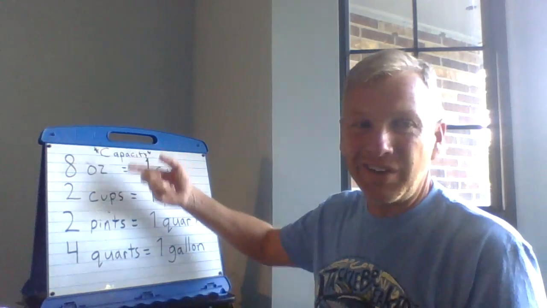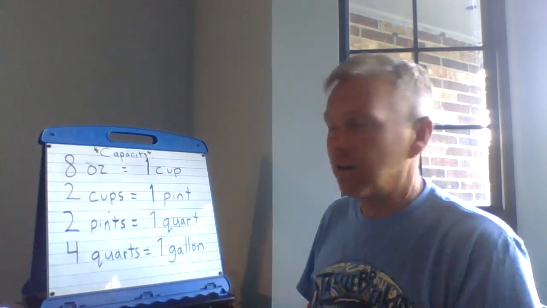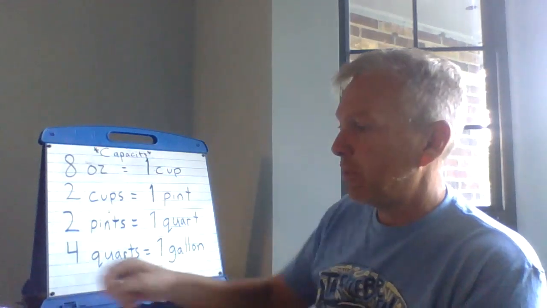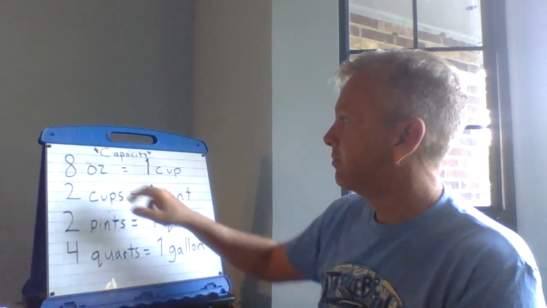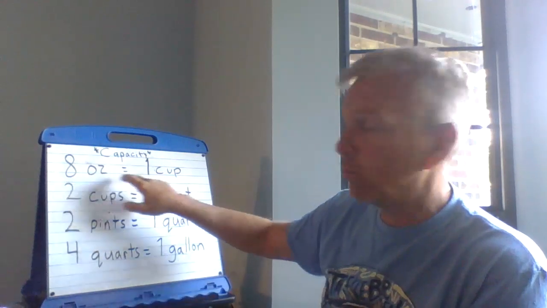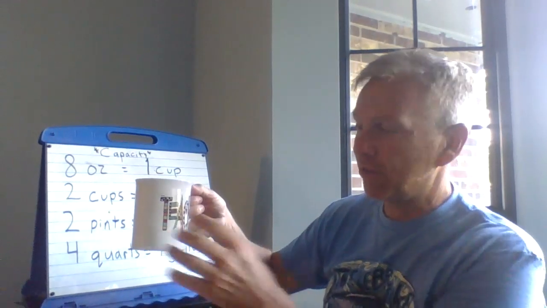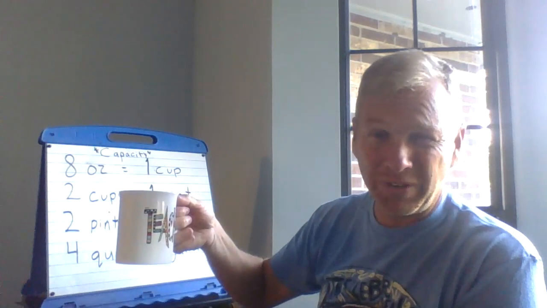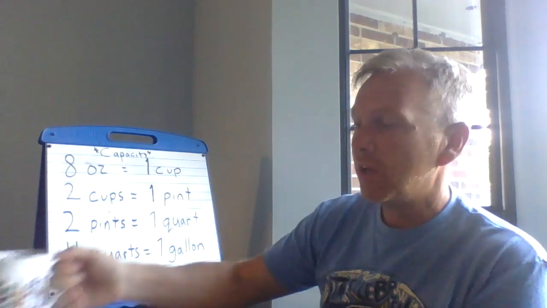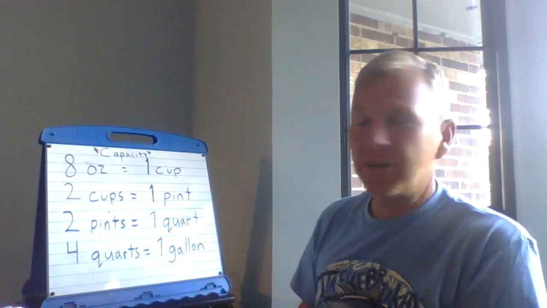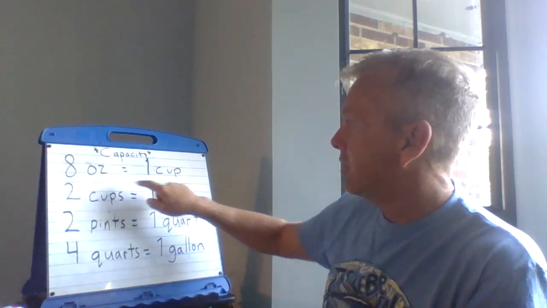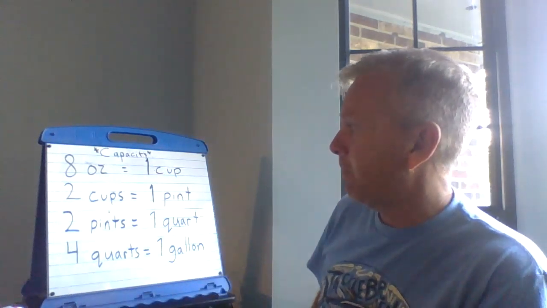So let's look down the chart real quick and start making sense of it. 8 ounces is equal to 1 cup. Now I would say this is a cup, but this is actually a little bit oversized. This is about 12 ounces, so it's about a cup and a half. But a cup is your standard coffee cup, and that's 8 ounces. So 8 ounces equals 1 cup.